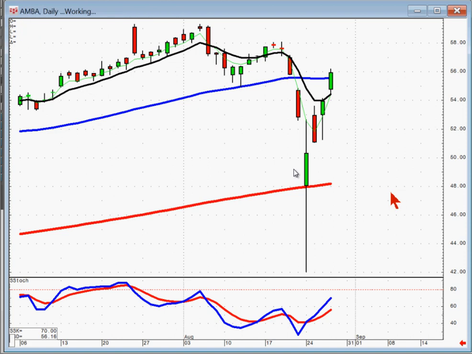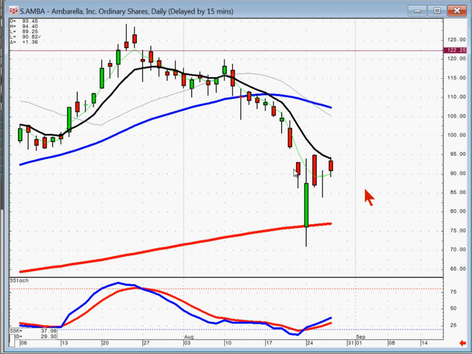And a couple more. Amba became a weak sister of the biggies. This one you don't pay attention to until they can close it up above the T line.